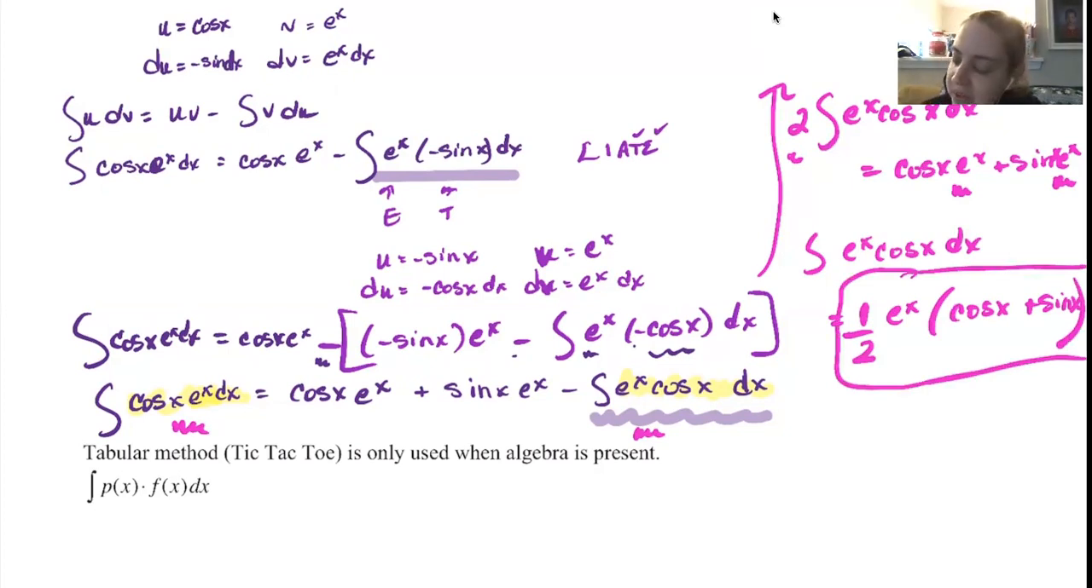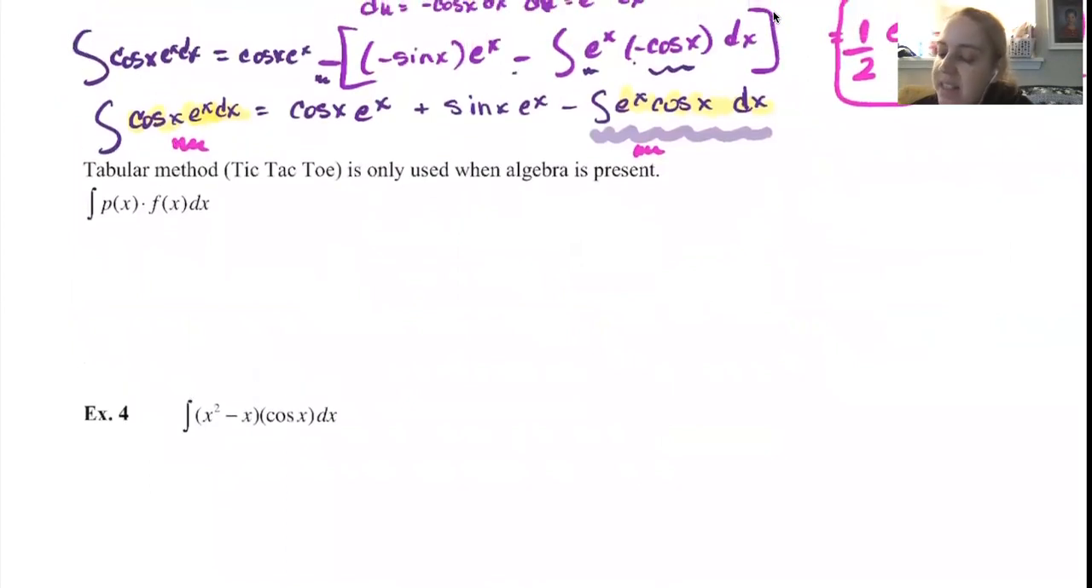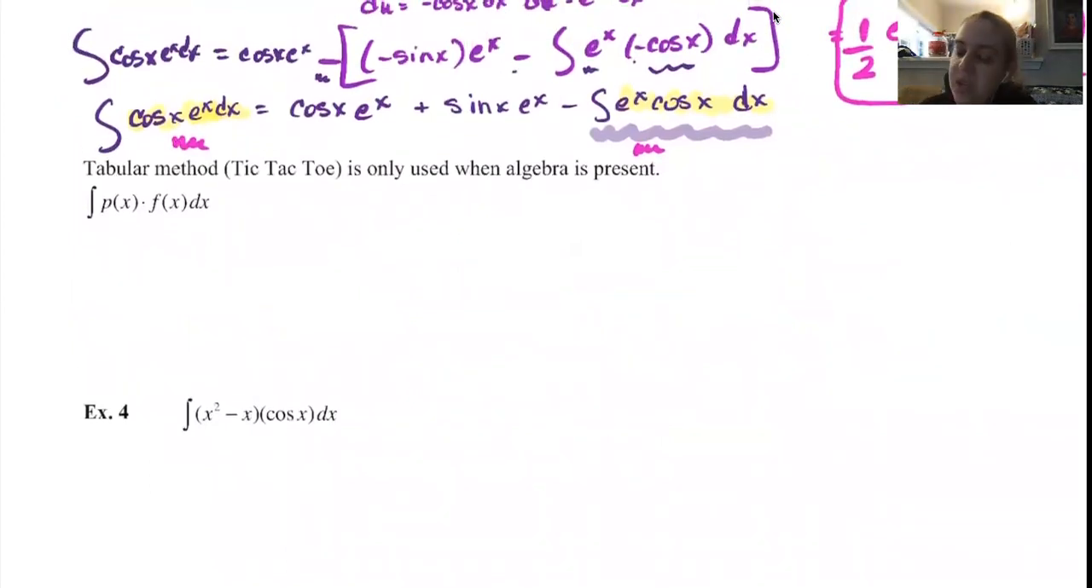One more trick for us here. This is the tic-tac-toe method, and it's only used when the algebraic term is present. So if I have p times f, p meaning my polynomial, my algebraic term, f of x dx, what you can do is the tic-tac-toe method, where p of x is my polynomial.